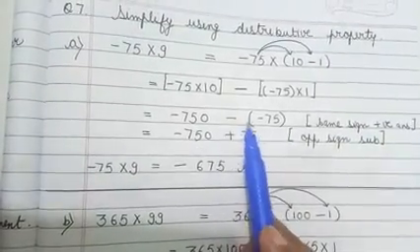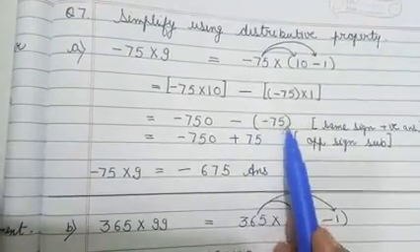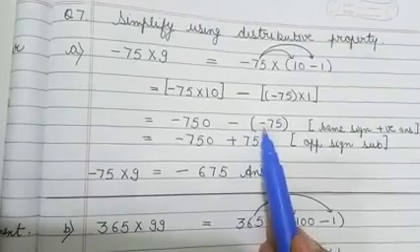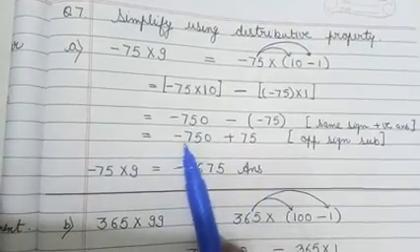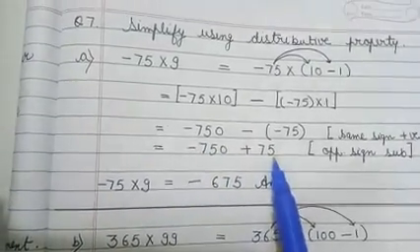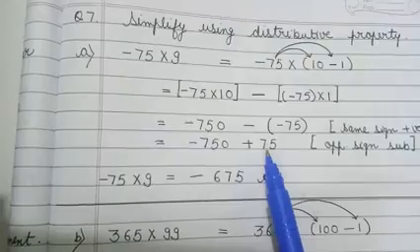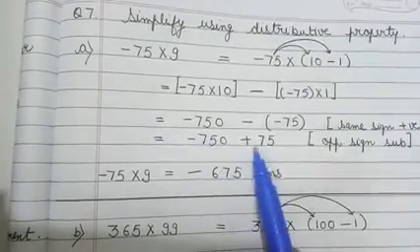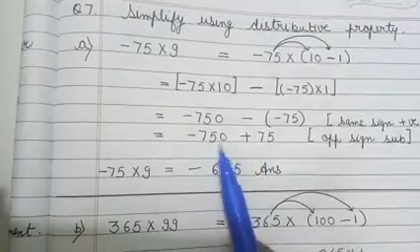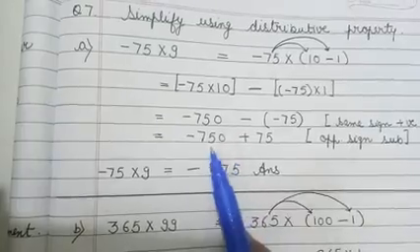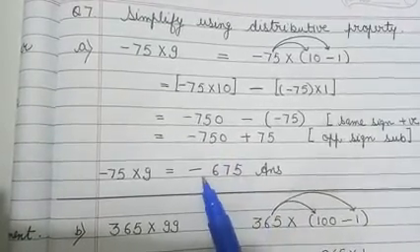Now minus, and here bracket, when you open the bracket, this is like multiplication. So minus multiplied by minus sign becomes positive, same sign, positive. So minus 750 plus 75. Now here one is negative and one is positive, and when the signs are different, what we have to perform, we have to do the subtraction. So what we will do, we will subtract 75 from 750. It becomes 675.